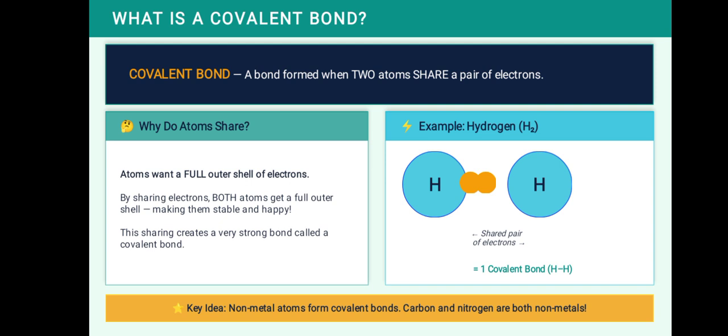The important thing that you have to remember is that covalent bonds mainly form between non-metal atoms like both carbon and nitrogen. They are non-metal elements, so they form covalent bonds.